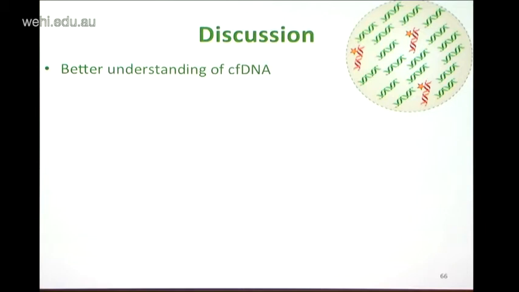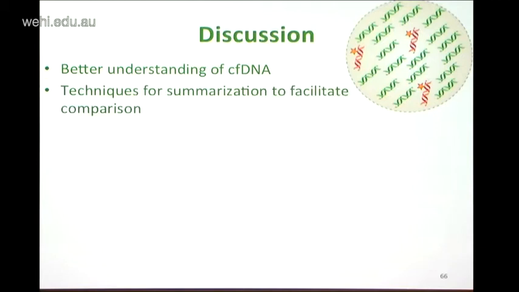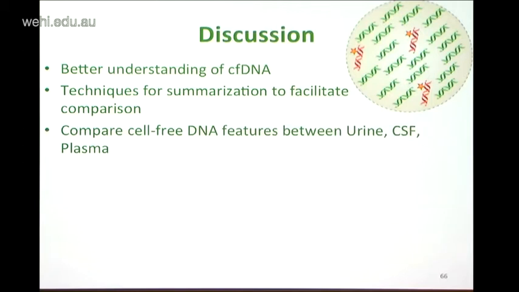So by using this high coverage data, we now have a better understanding of the natural landscape of cell-free DNA. And we also managed to get together some techniques that allow us to summarize these features genome-wide, which allows us to compare between samples and compare between different states. And the lab is interested in seeing how these features differ between cell-free DNA that comes from urine, cerebrospinal fluid, and plasma in sort of a three-way comparison.